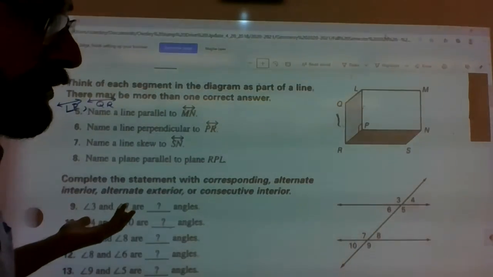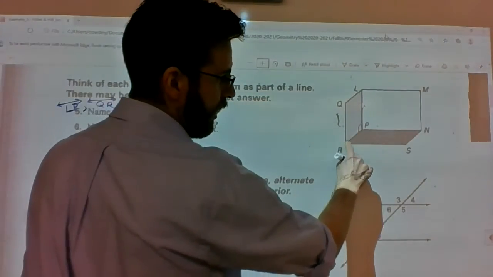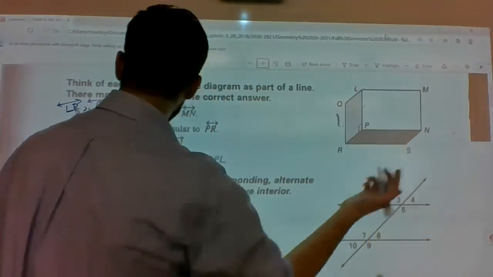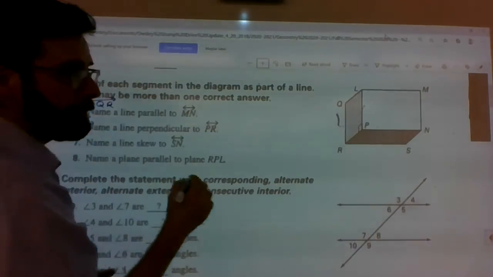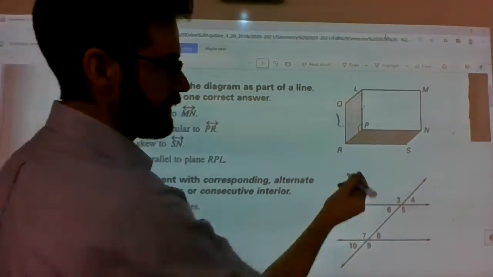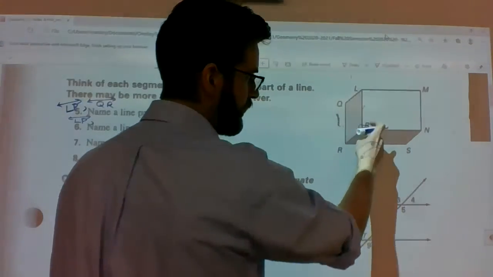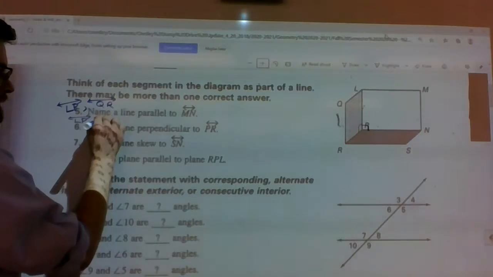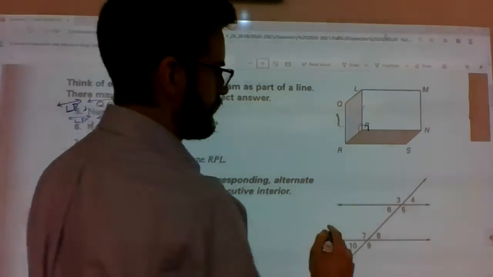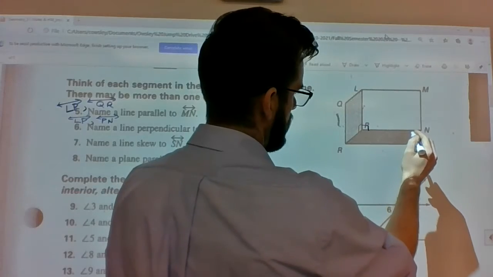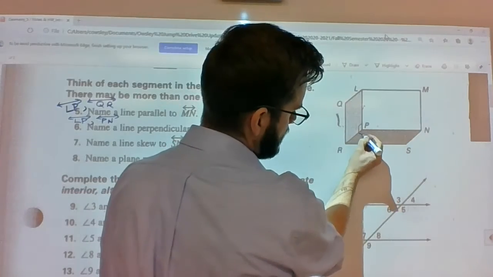Who's perpendicular to PR? Well, PR forms a right angle with LP. So LP would also be an answer for this one. But it's not the only one. PN is also perpendicular to PR, because it creates a 90-degree angle down here as well.